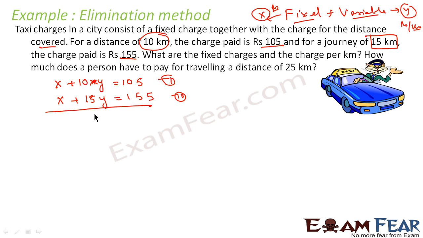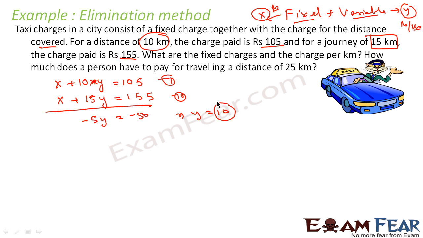Since the value of x is the same, we need not multiply. We'll just subtract this from this. We'll get minus 5y is equal to minus 50, or we'll get y is equal to 10. So we got the value of y.